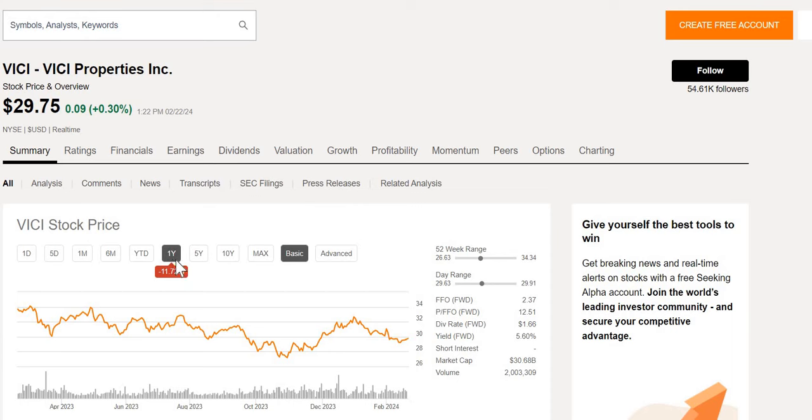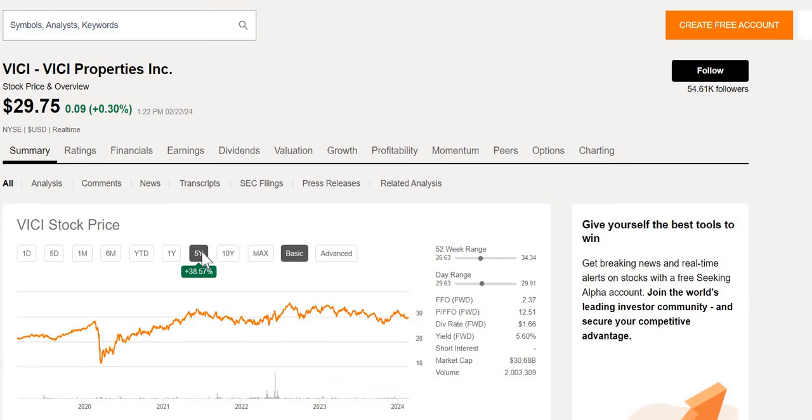So we can see their historical performance. Now they are down 12% over the last year. And if you've been holding them over the last 5 years, you can see you would be up 39%. Bear in mind that doesn't include those dividends reinvested. And we can see their all-time highs around summer 2022, just under $36. Currently now they are trading in the mid to lower end of the 52-week range with a yield of 5.6% and a price to FFO of 12.51.